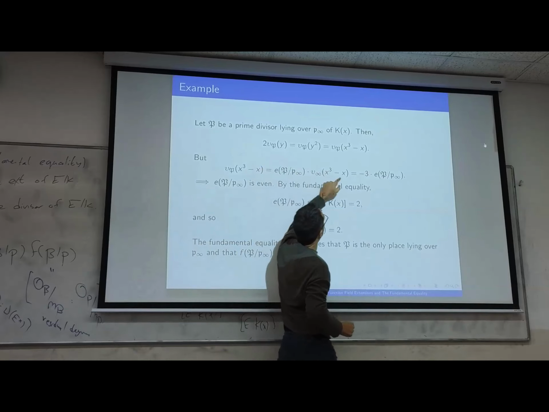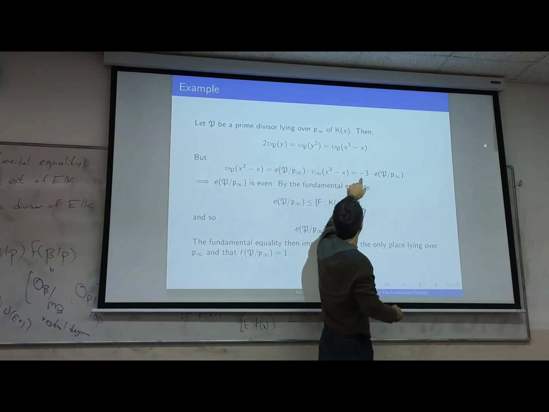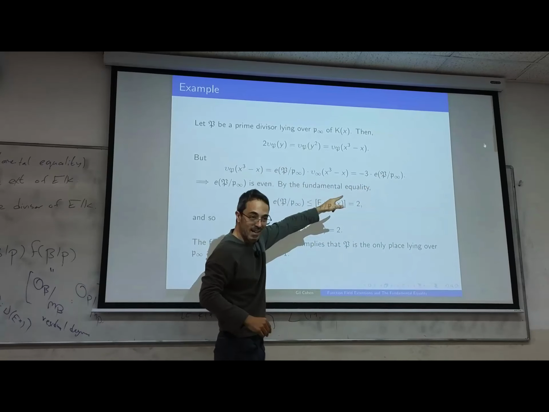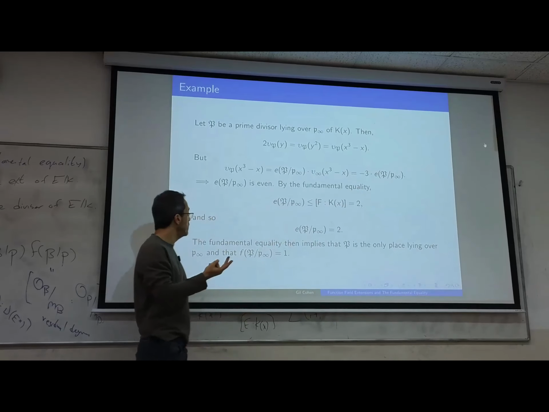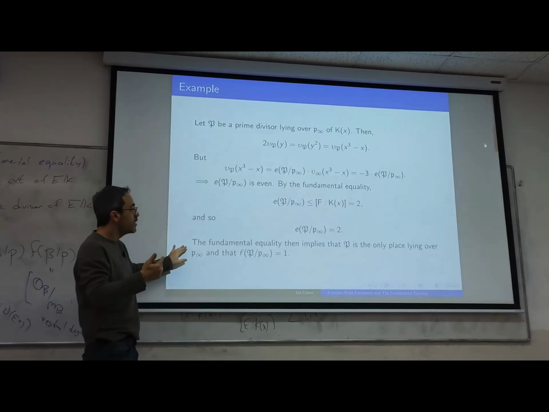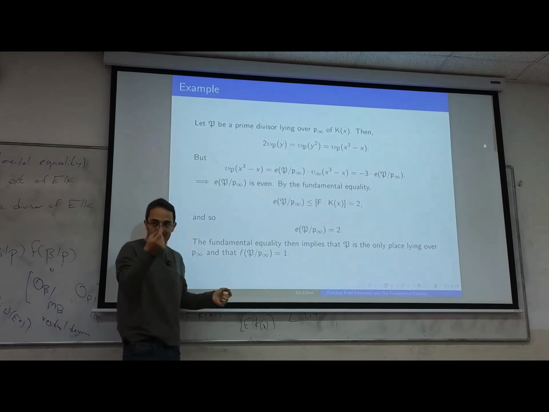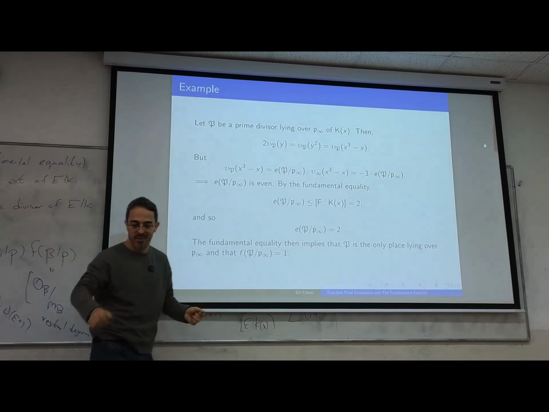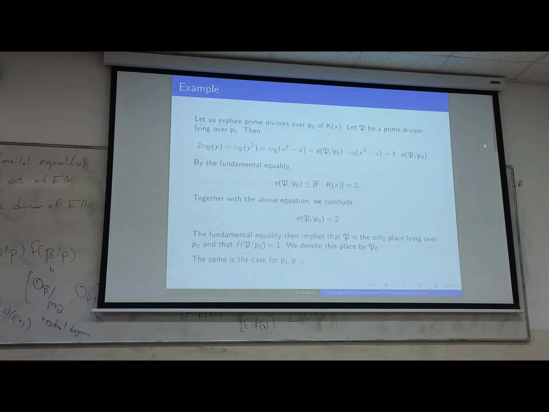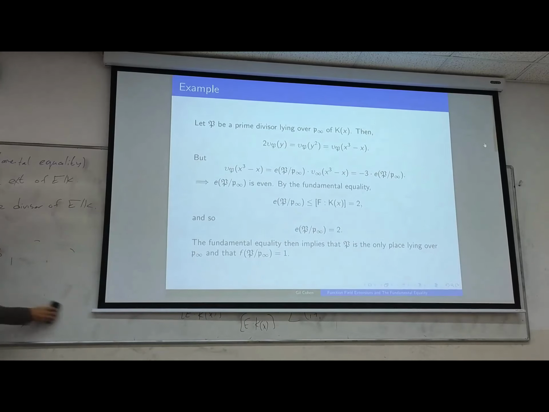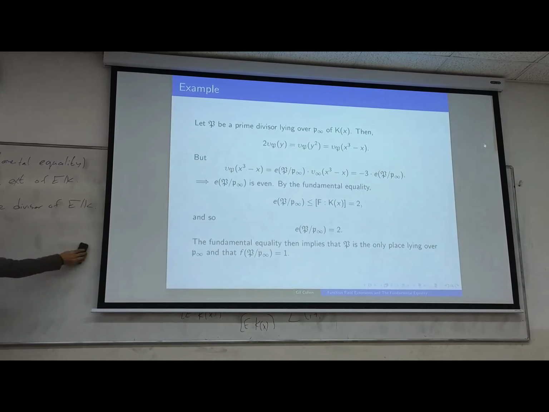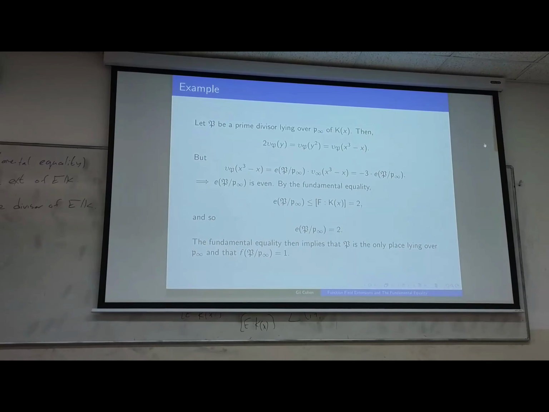But you see, 2 times a number, everything is integers. 2 times a number is -3 times that number. So 2 must divide that. So that must be equal to 2. So we get that the ramification index is 2. And the fundamental equality tells us that that's the only prime divisor lying above P infinity. So the trick would be just to show that the ramification index of P over P infinity is 2. Right, and that gave you also that that's the only place that lives above P infinity, because the sum of the e_i f_i is 2.